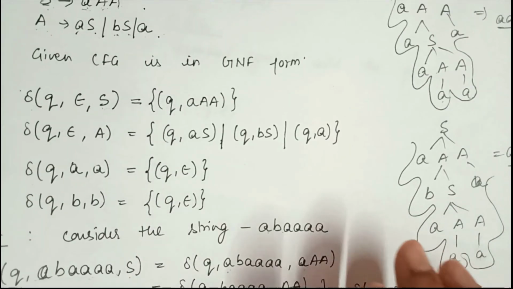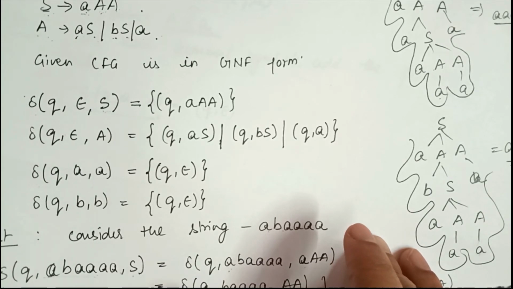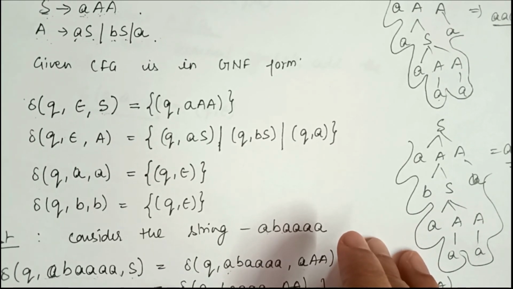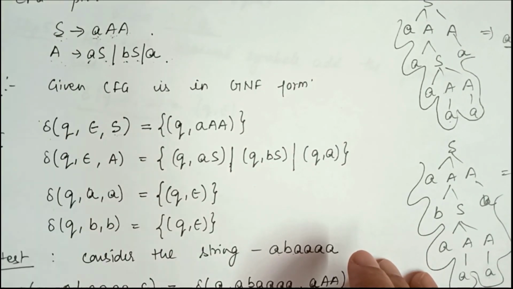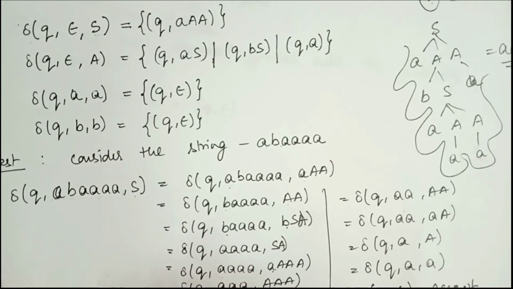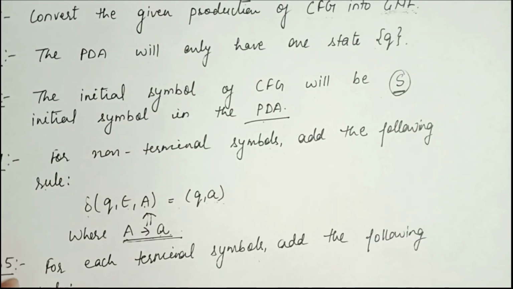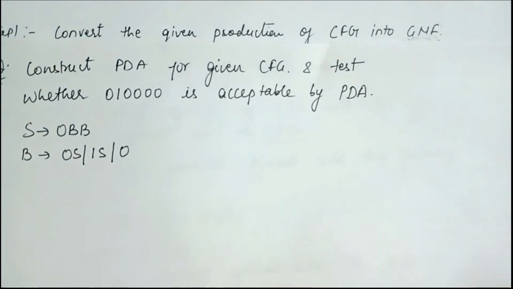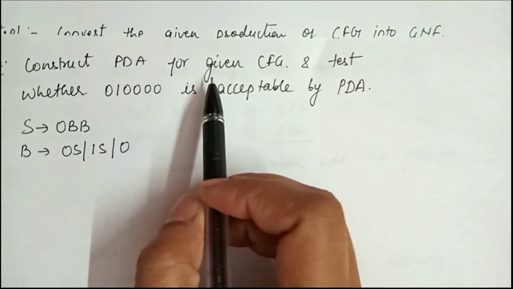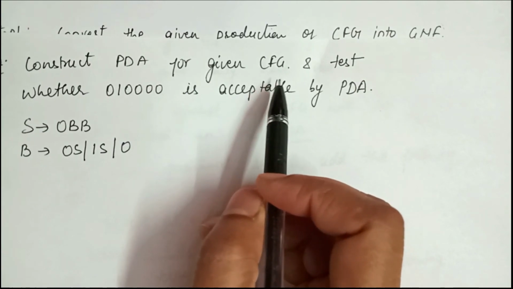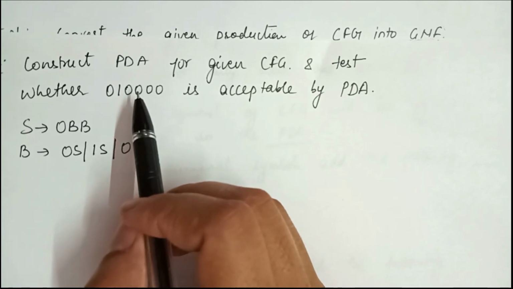So this is how we first convert a context free grammar into a PDA, and then we check whether the produced PDA is correct or not by producing a string from this grammar and putting it on this PDA and checking whether the string is accepted or not. Okay, so now we take another example for this particular conversion, and the question is that we have to construct a PDA for the given context free grammar, and then we test whether this string, given in the question, is accepted.